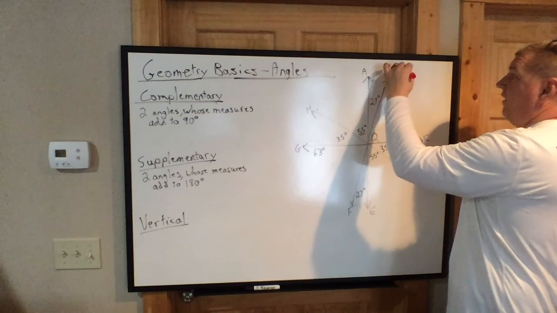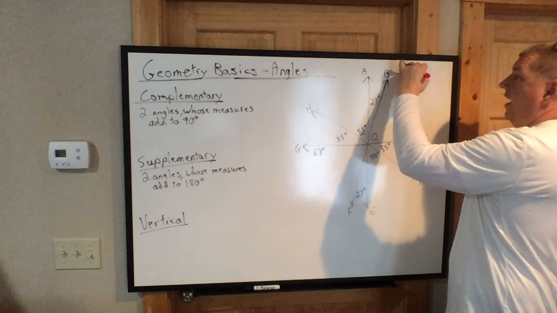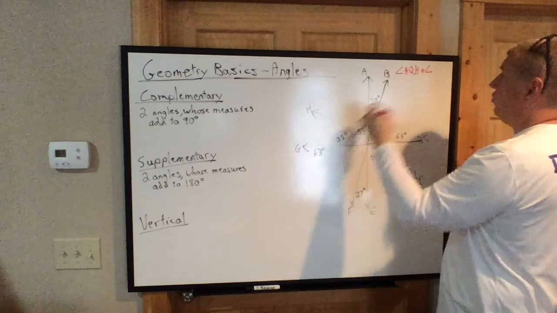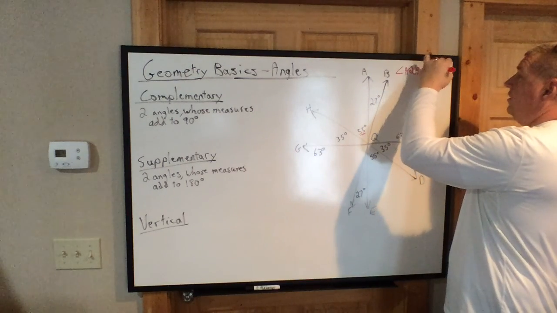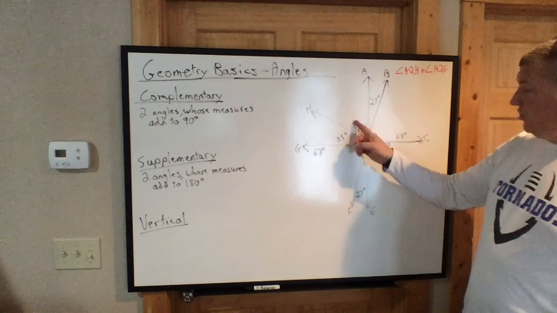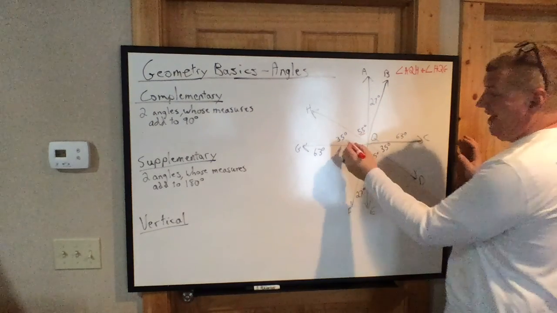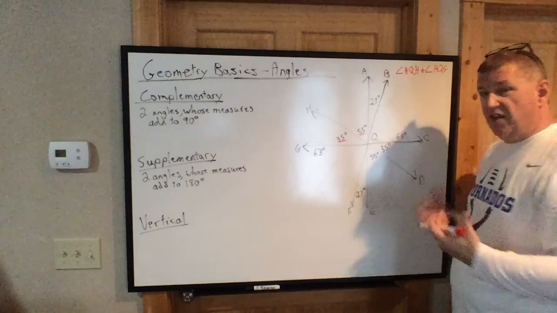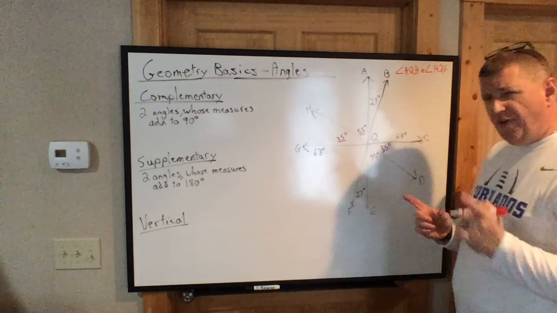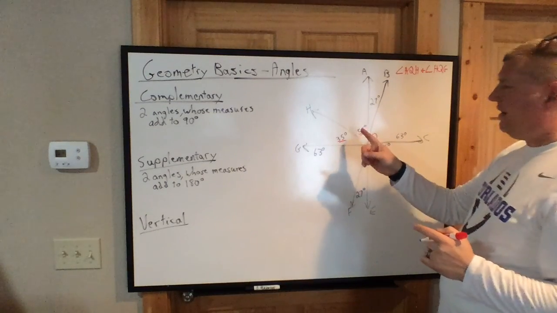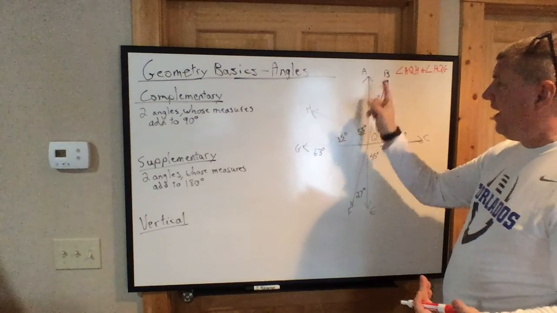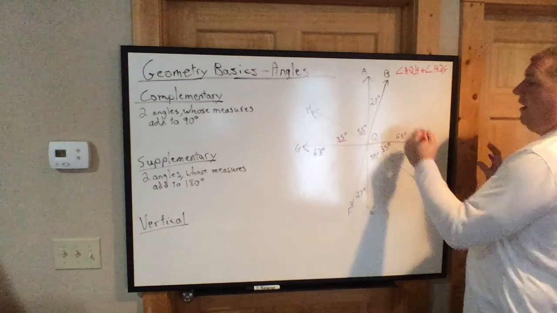So that means I could use angle AQH and angle HQG. HQG would both be complementary because these two angles, when added together, give me 90 degrees. Are there any other angles that could be complementary to angle AQH? And yes, there are.